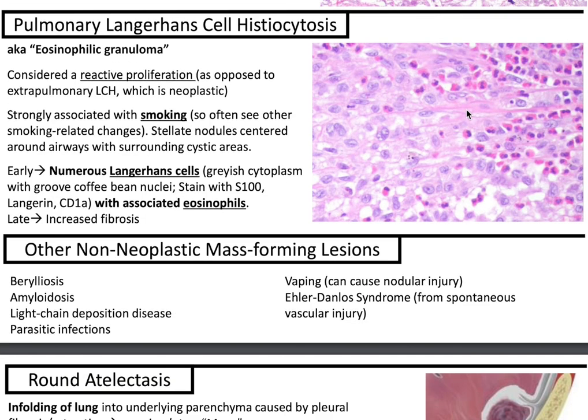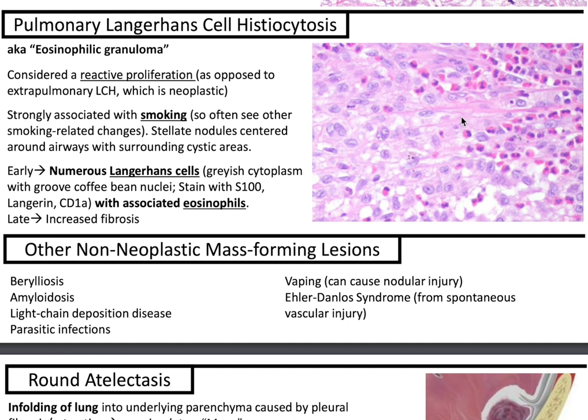Pulmonary Langerhans cell histiocytosis, aka eosinophilic granuloma. It's considered a reactive proliferation as opposed to extrapulmonary Langerhans cell histiocytosis, which is neoplastic. It's strongly associated with smoking, so you often see other smoking-related changes. Architecturally, you'll see stellate nodules centered around airways with surrounding cystic areas.